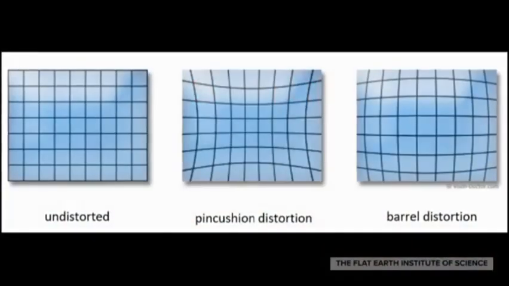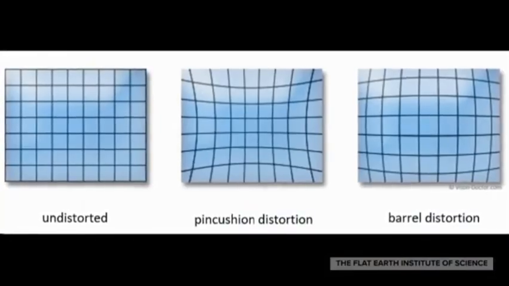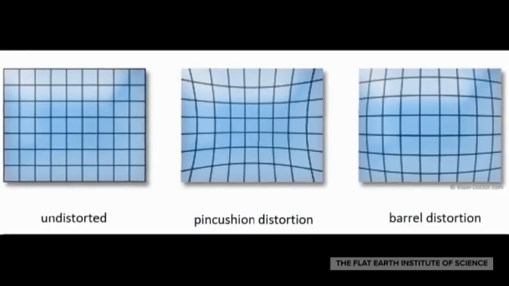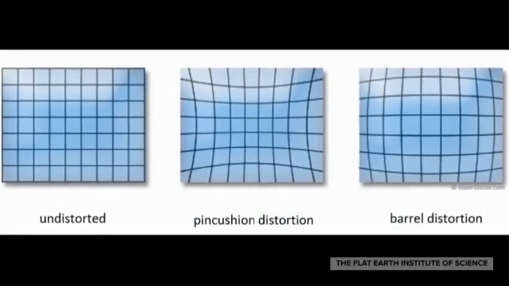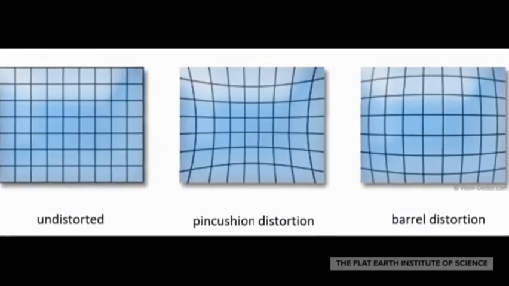Now, as many already know, a frequent factor that causes horizons to appear to curve is a camera's lens distortion. When someone shows you a picture of a curved horizon, this is something important that should be taken into consideration.